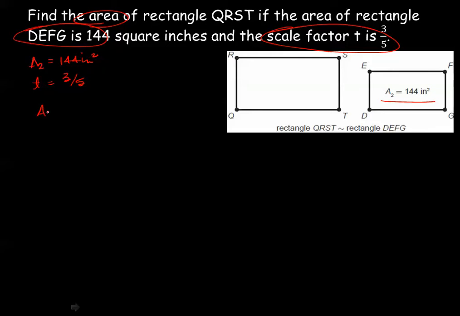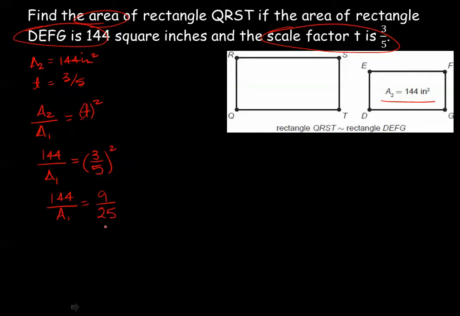So you still use that same area ratios formula. Let's put parentheses around that, keeps life easy. We know A2 is 144. We don't know A1. And then we know that T, the scale factor, is 3/5. Now, I got to go ahead and simplify, because you got to use your PEMDAS here. Parentheses, exponents, multiplication, division, addition, subtraction. So what I got to do right now is my exponents. 3 squared is 9. 5 squared is 25.